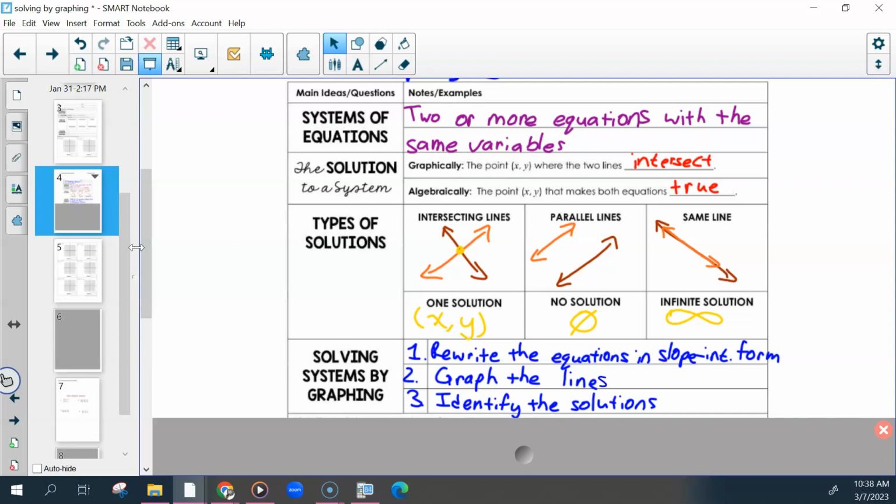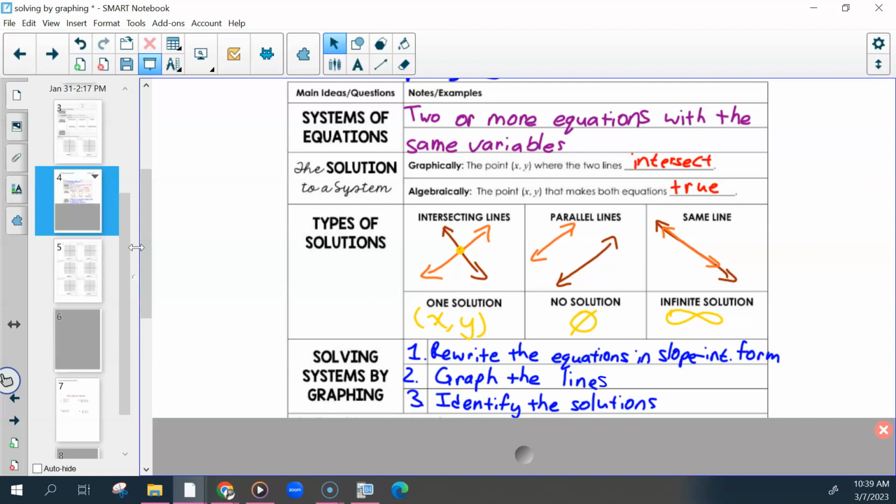Draw the graphs as best as possible. Doesn't have to be perfect. As you're finishing writing, I'm just going to talk through what you're writing.